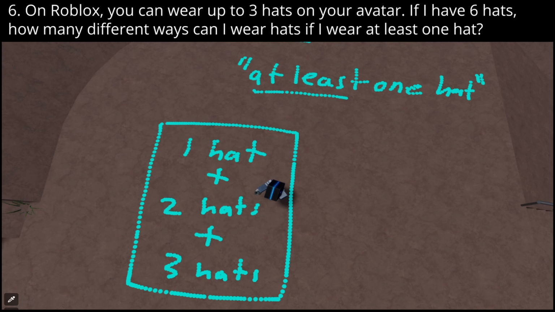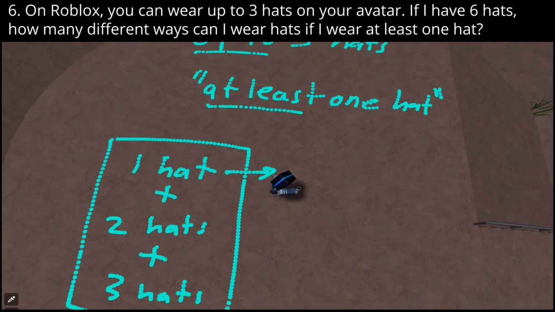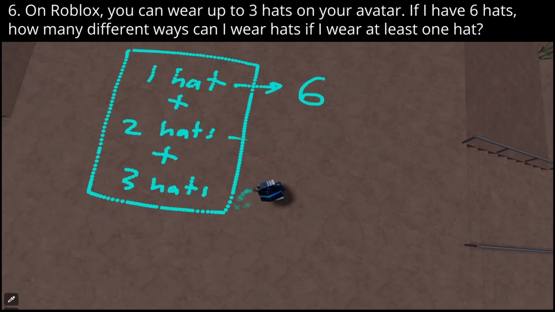So let's do the math now. I'll start with 1 hat. To do this, well, this one's pretty simple. If you're wearing 1 hat and you have 6 different options to choose from, that's only 6 possible choices. I don't even need to do combinatorics for that one. For the next one, if we have 2 hats, well, let's think about how to do the combinatorics for this one.